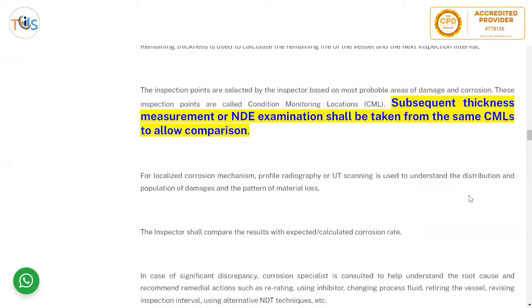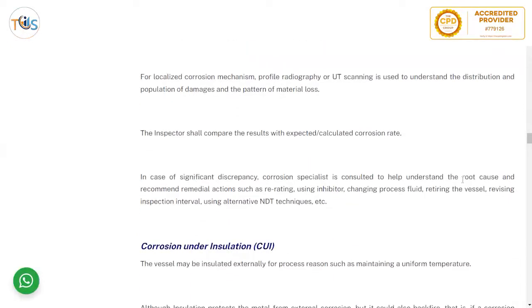For localized corrosion mechanism, profile radiography or UT scanning is used to understand the distribution and population of damage and the pattern of material loss. So for localized corrosion inspection, UT spot thickness check is not good enough. It might not give you a true representation of that. So for that, you have to do UT scanning or profile radiography.